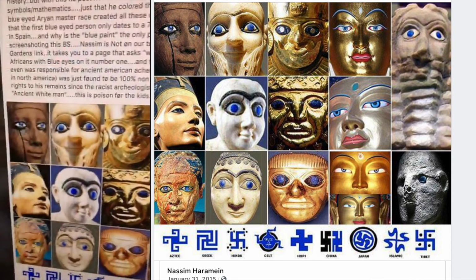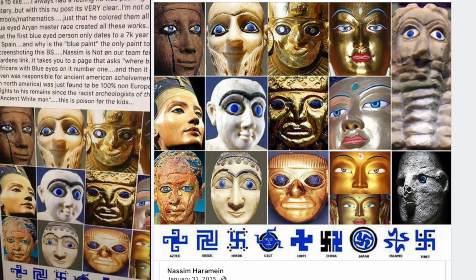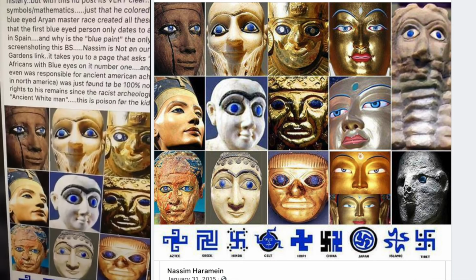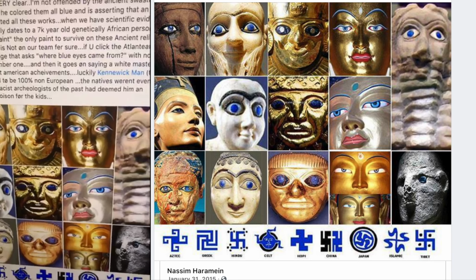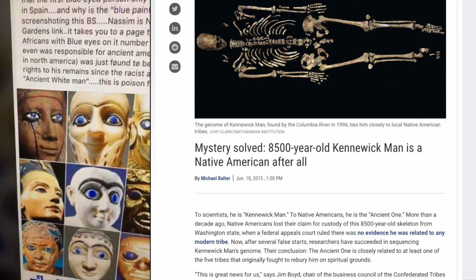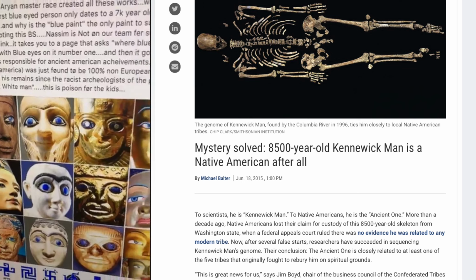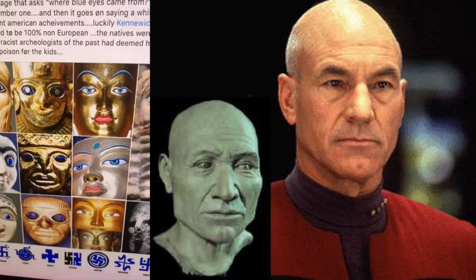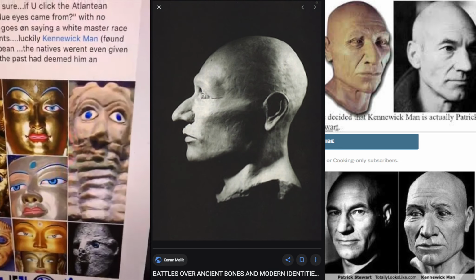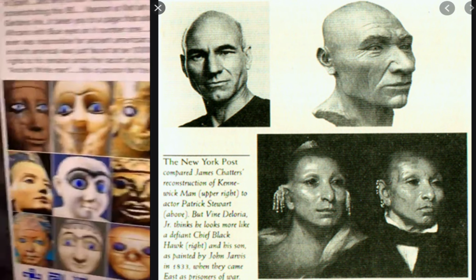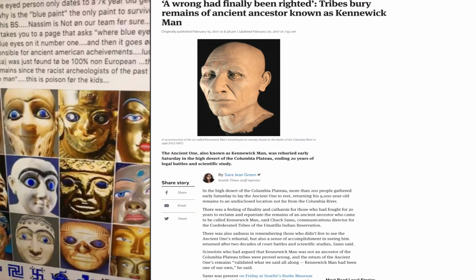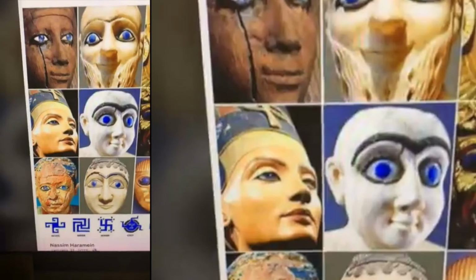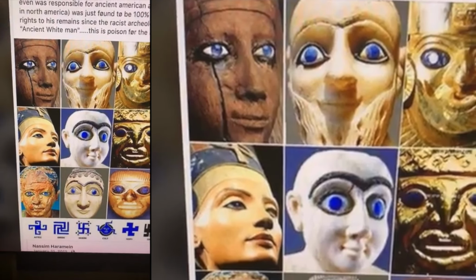If you click the Atlantean Africans with blue eyes on it, number 1, and then it goes on saying a white master race even was responsible for ancient American achievements. Luckily, the Kennewick man found in North America was just found to be 100% non-European. For years, they tried to say the Kennewick man was a white man, and the Europeans started American civilization. The natives weren't even given rights to his remains, since the racist archaeologists of the past had deemed him an ancient white man. So this is what Nassim was posting, right?